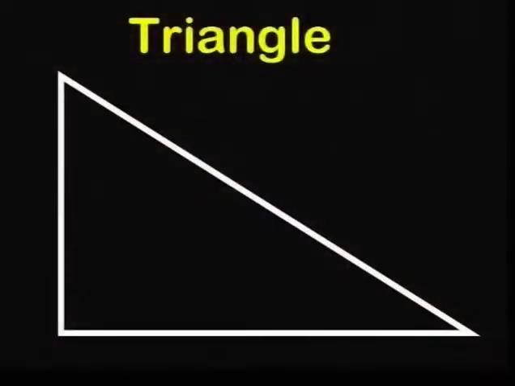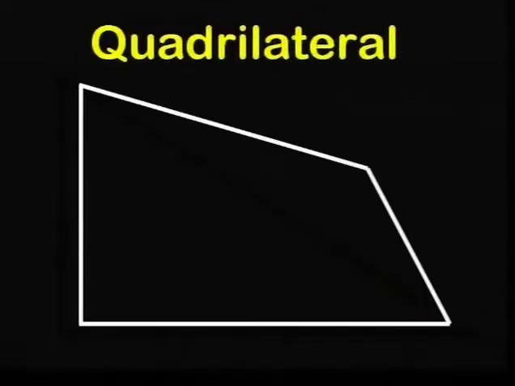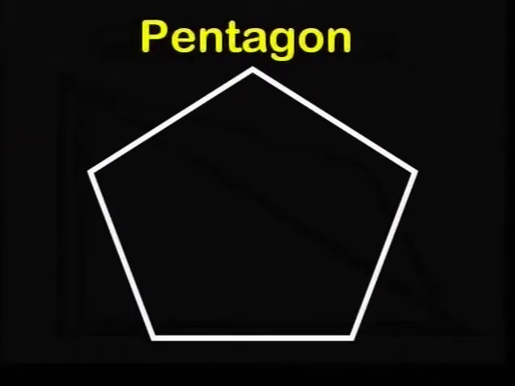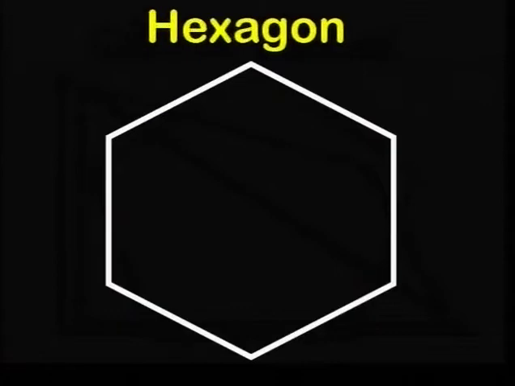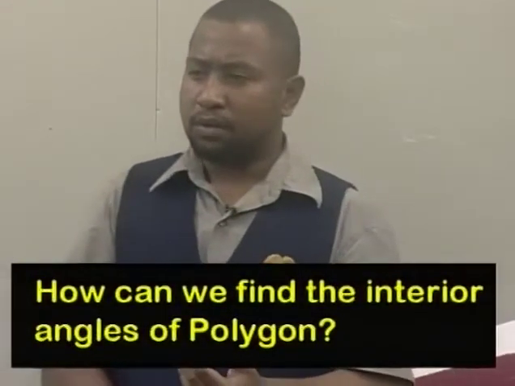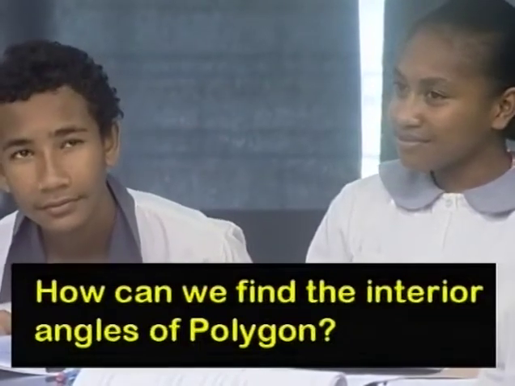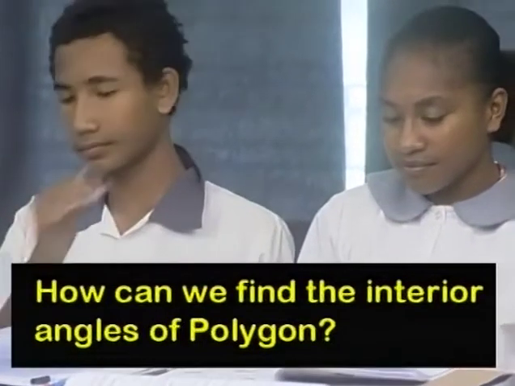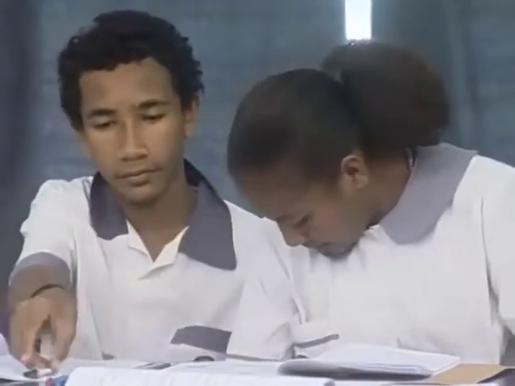Now, on the screen, I have some examples: a triangle shape, quadrilateral, pentagon, and hexagon. Now, we are going to find the interior angles of these polygons. The question here is, how can we find the interior angles of polygons? Okay, we have looked at finding interior angles of a triangle and also the exterior angles of a triangle.